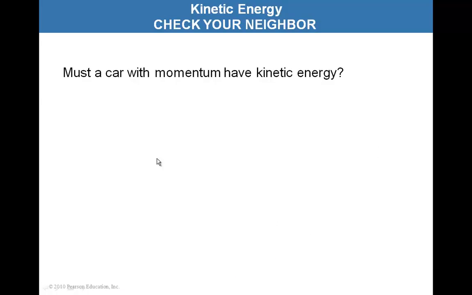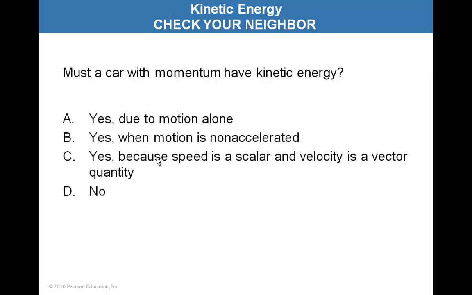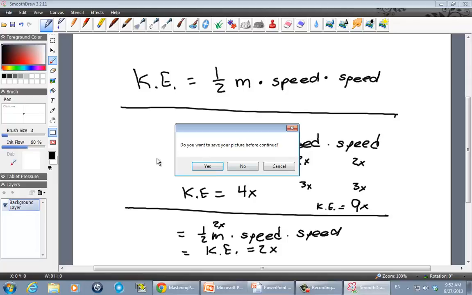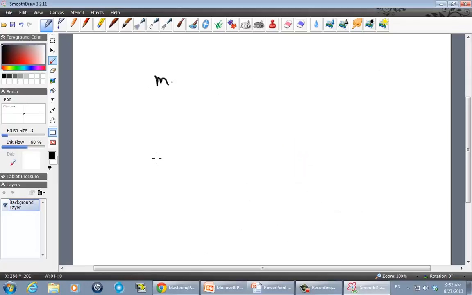Must a car with momentum have kinetic energy? Okay, so let's take a look at that. It has momentum. So now you have to remember your formula for momentum. Momentum equals mass times velocity. If it has momentum, it has to have a mass, and it has to have a velocity. So if it has momentum, it has a mass times a velocity.